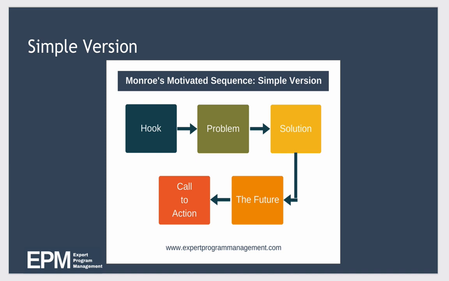Now, up to this point, we've described Monroe's motivated sequence as Monroe himself laid it out, but some people find it much easier to use the terminology that you can see in this diagram. It's a little bit more modern, I think, than the terminology Monroe used. So here you have a hook, you present the problem and make it personal, then you show your solution, explain what the future looks like, and finally there's a call to action.